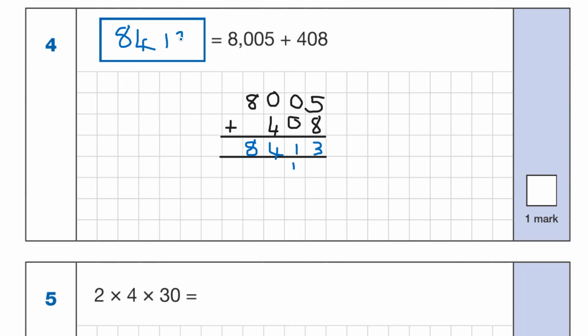Obviously, if you're doing things mentally, it will be quicker, and you do have a limited time to answer the questions, but accuracy is also very important. So if you're not sure, if you're not 100% confident, then just do the written method.